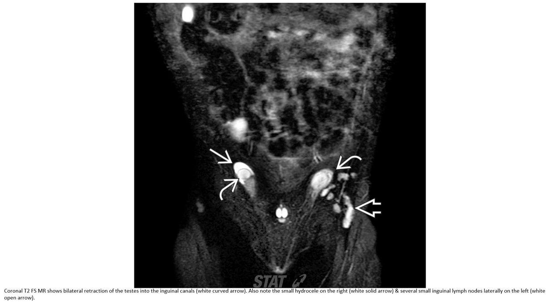This is another common case, bilateral retraction of the testes into the inguinal canal. Also note the small hydrocele on the right, and several small inguinal lymph nodes laterally on the left side.